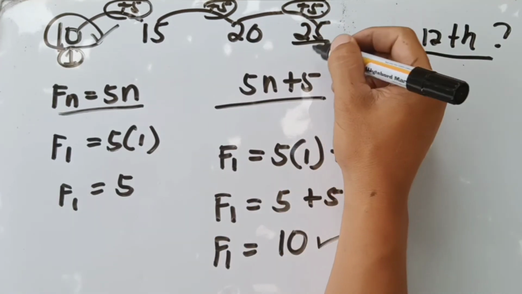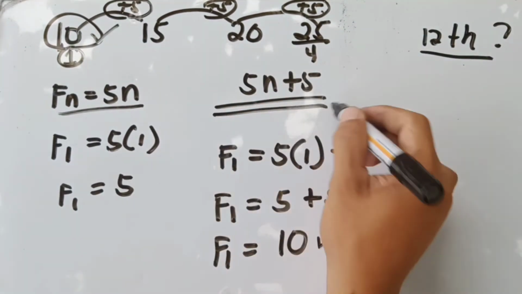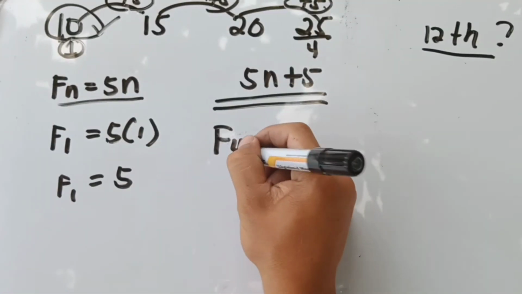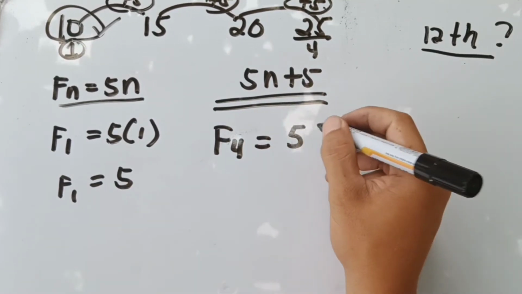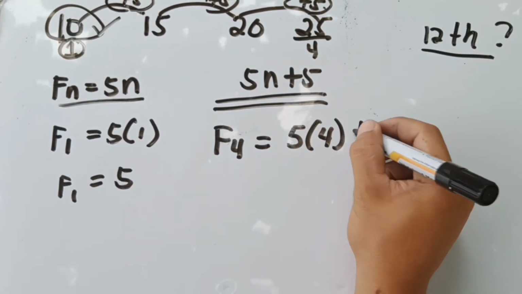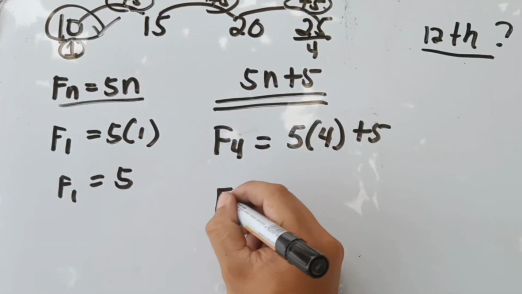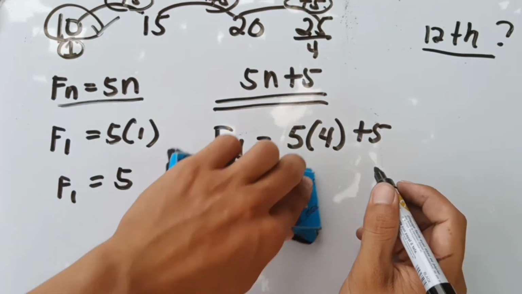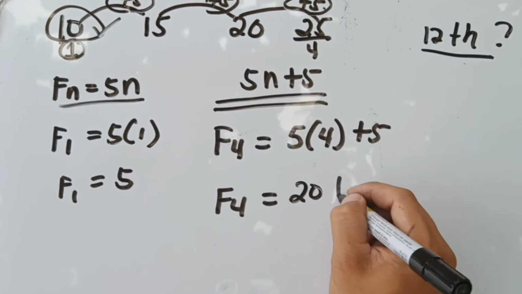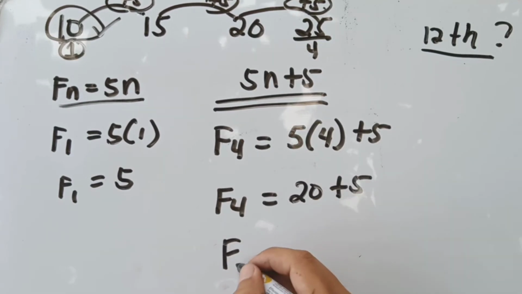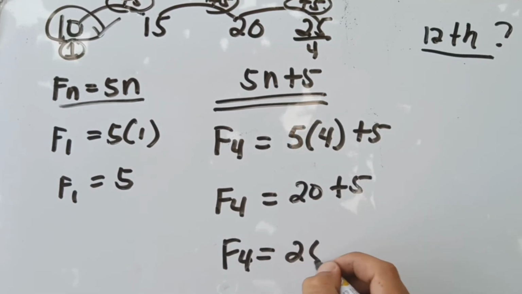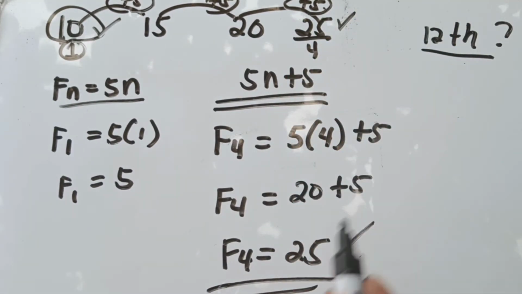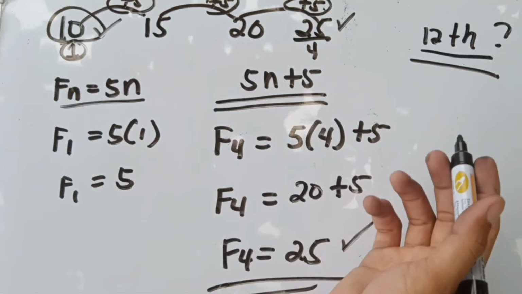Now let us try to check the fourth term using this formula. So we have f sub 4 equals 5 times 4 plus 5. So we have f sub 4 equals 5 times 4 equals 20, plus 5. So our fourth term is equal to 25. So it is correct.